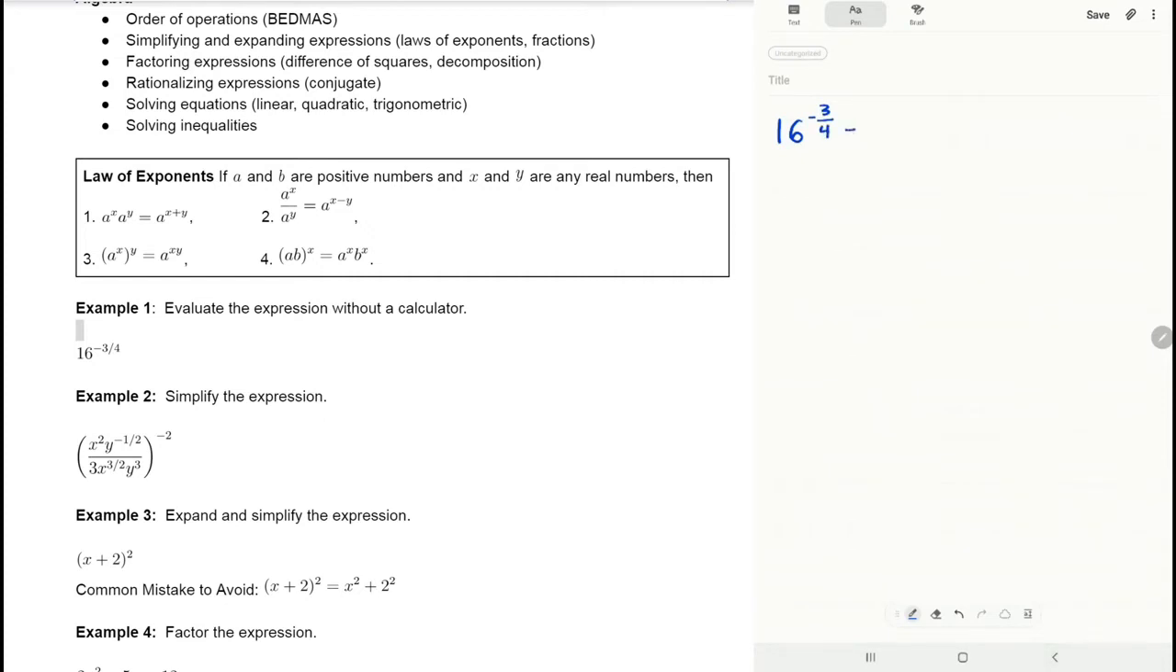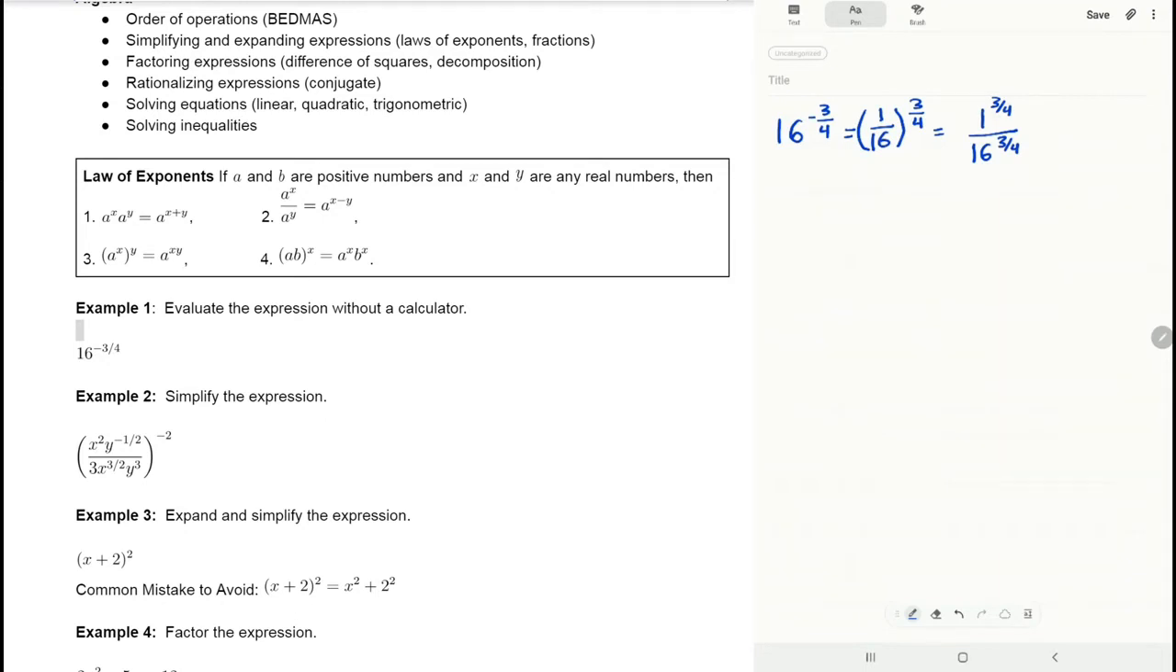Okay, so let's first deal with the negative exponent. So recall that if we want to change the exponent into a positive exponent, then we can take the reciprocal of the base. So 16 to the negative 3 over 4 is equal to 1 over 16 raised to the power of positive 3 over 4. And then we can apply the power of 3 over 4 to both terms in the numerator and the denominator. So we have 1 to the power of 3 over 4 divided by 16 to the power of 3 over 4.